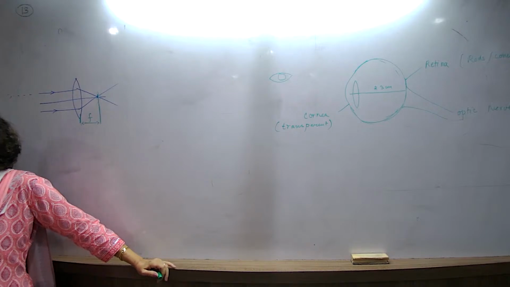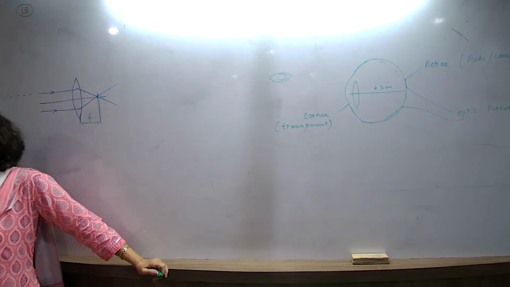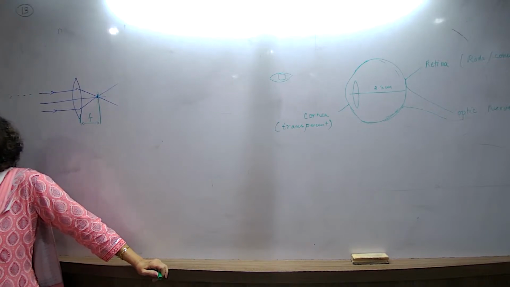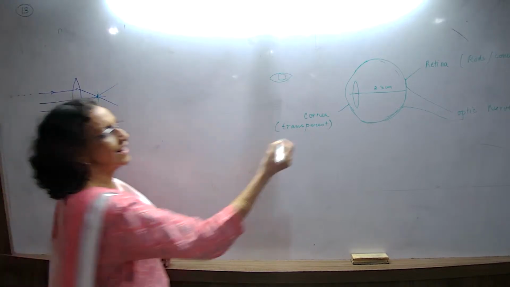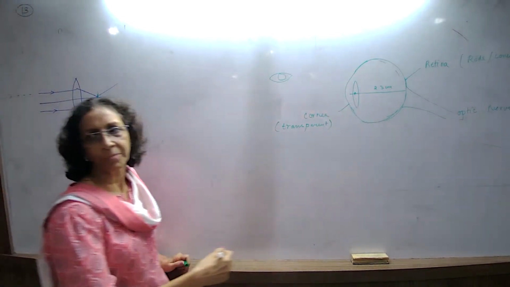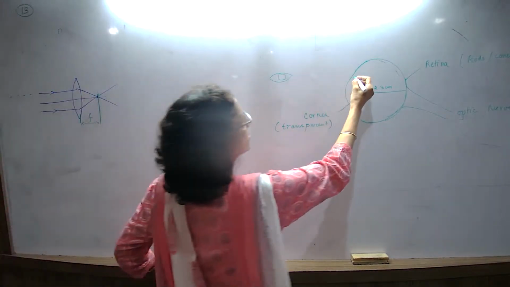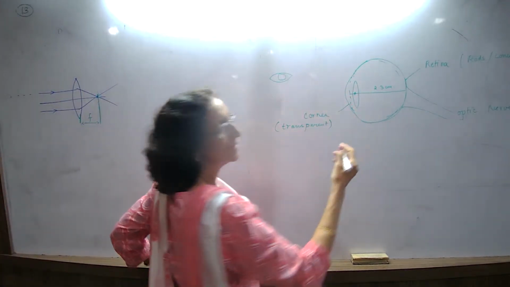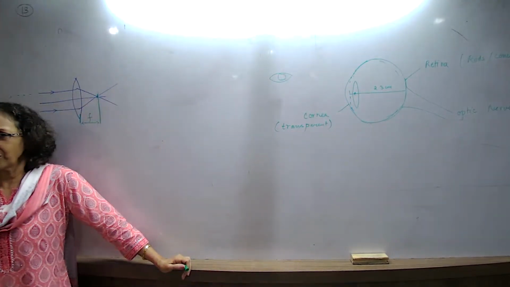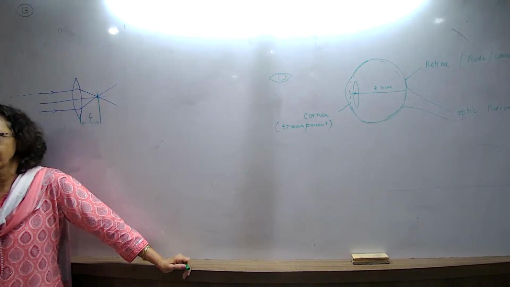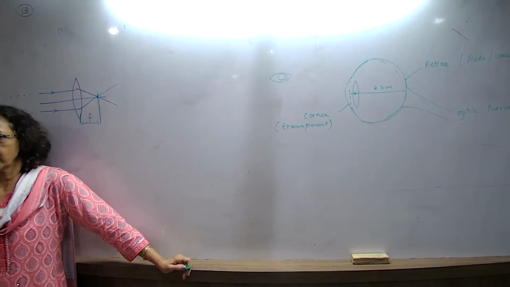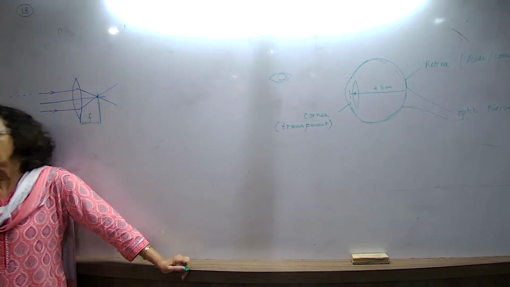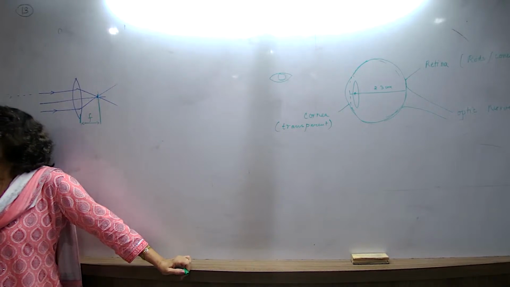Ma'am, the approximate diameter that is given, is it from the bulging surface? Approximately, I've just taken it as units. It depends. It's not such a small thing, 2.3 is about an inch. Okay, so that's why I use the word approximate. Is that okay? So your cornea is transparent.